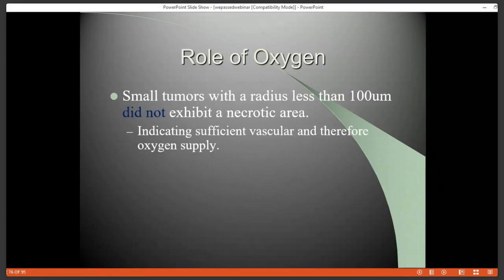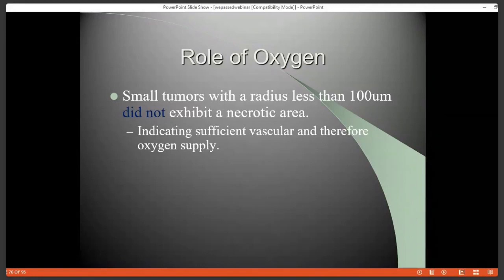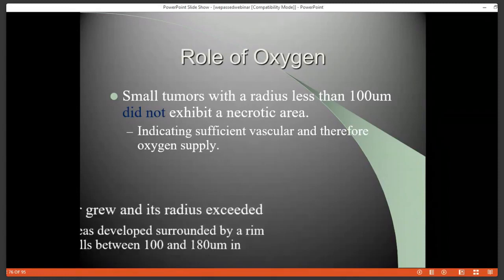A small tumor with a radius of less than 100 micrometers, which is 10 to the minus 6 meters, did not exhibit necrotic areas, indicating that at least initially, when tumors are very tiny, they have sufficient vascular supply and therefore oxygen supply. And this, of course, goes right to the role of trying to treat tumors as early on as possible, when they're small. These tumors tend to have well-oxygenated cells in them, and radiation tends to do much better, with oxygen being a sensitizing agent. So the smaller the tumor, the better the oxygen supply. So again, under 100 micrometers.